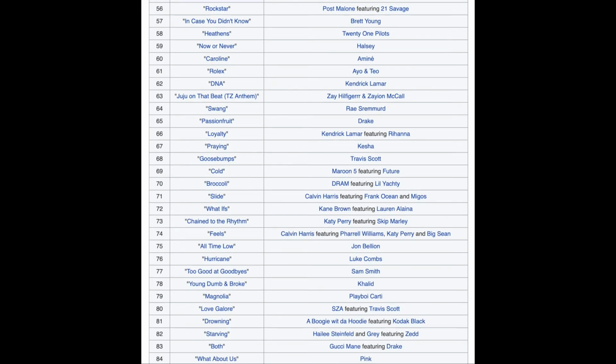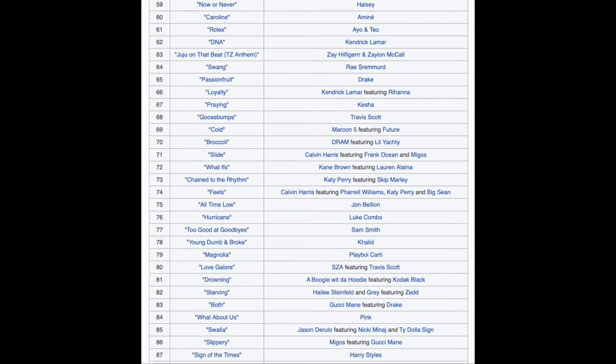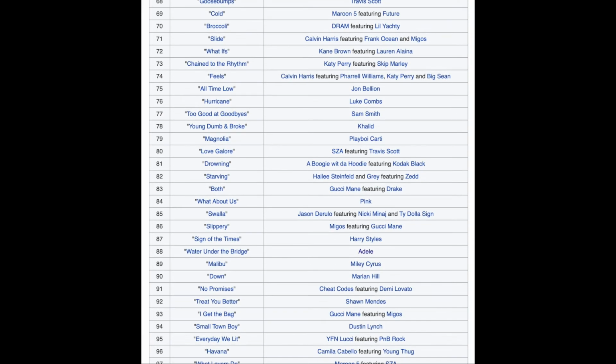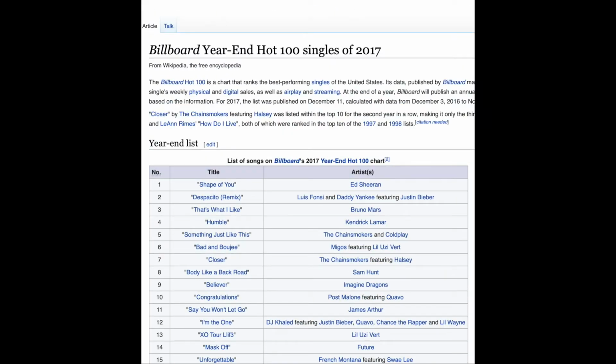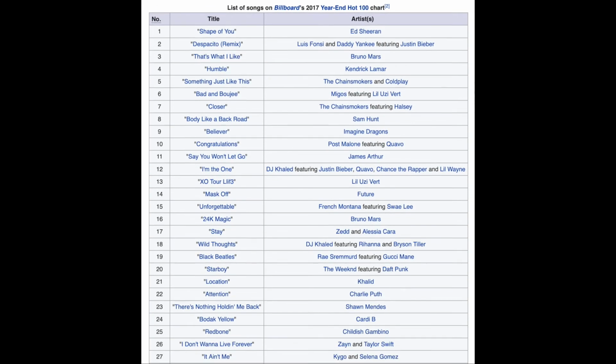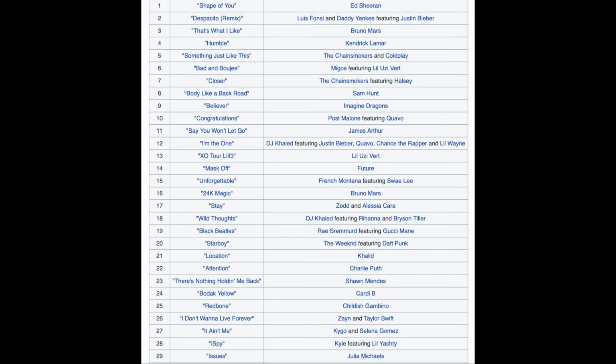It really is. Now, some of these songs, like Pink and What About Us, are very, very low because they're right at the end of the year, where they're actually strong in the next year afterward. But the brunt aren't that way. If you look at the top, Shape of You, Ed Sheeran, Despacito, That's What I Like, Bruno Mars, and a few of the other songs. Imagine Dragons, Believer, Post Malone, Congratulations. Some of these songs are strong, but as you start to go down, they drop off pretty fast.